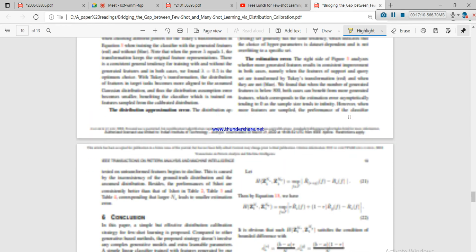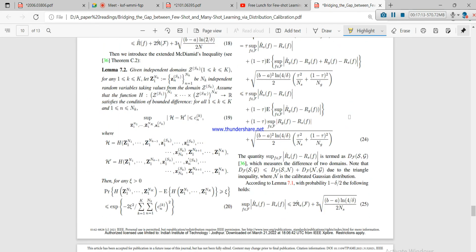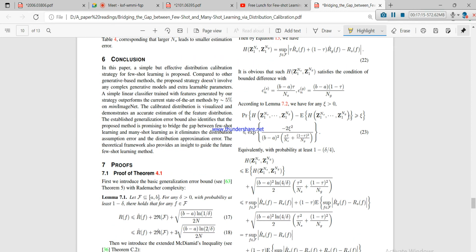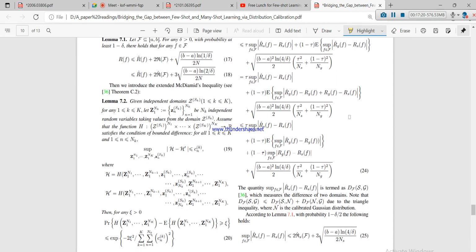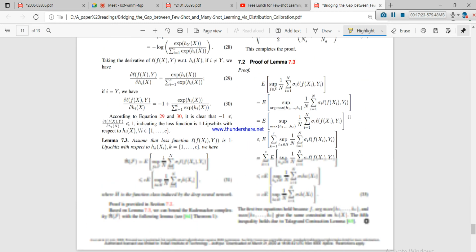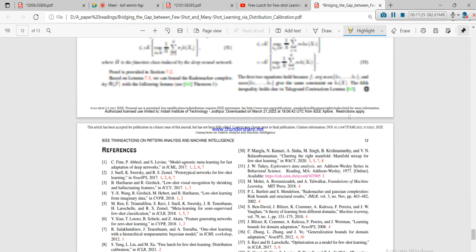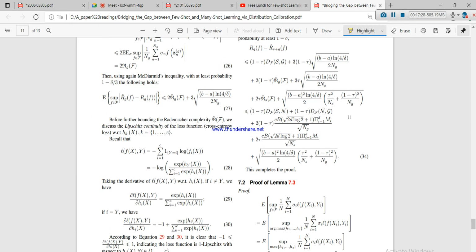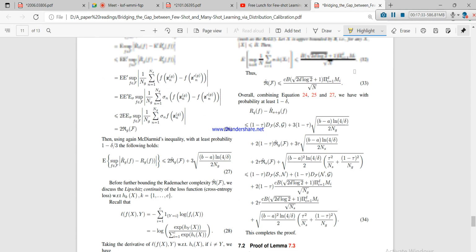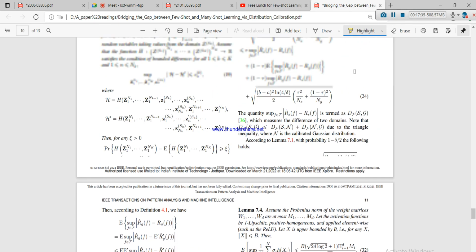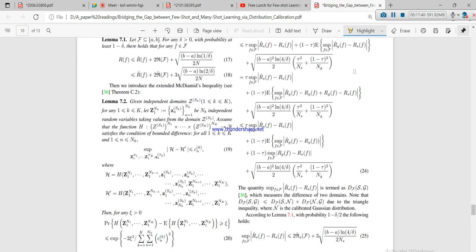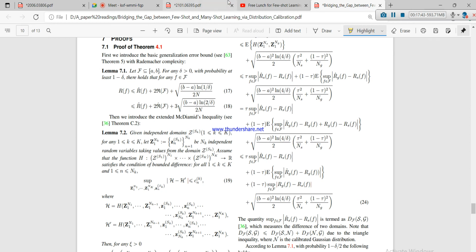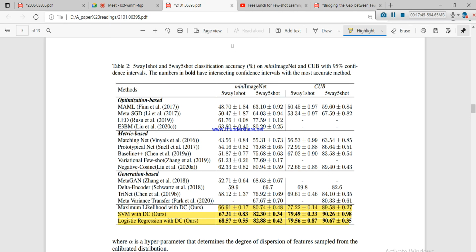So you can see this paper is an extension, and they have given a lot of proofs in this paper, proofs of theorems, and the proofs of theorems will take some time to understand because they are mathematical. I would suggest that you go through these and try to understand these equations, because these equations and the generalization error make this paper different from the free lunch paper, right?